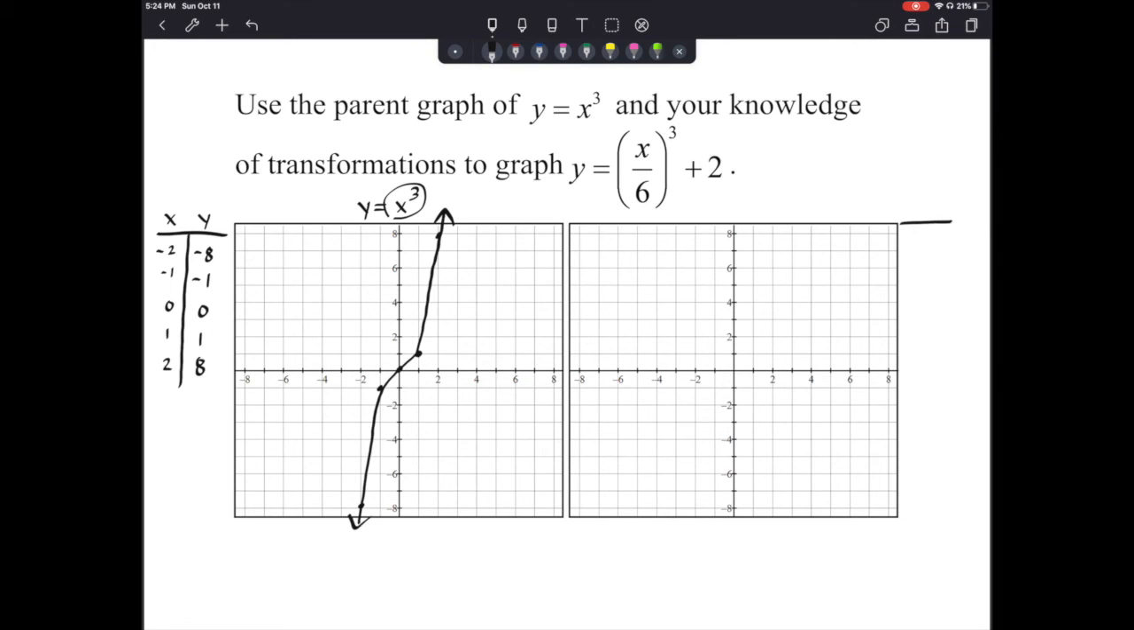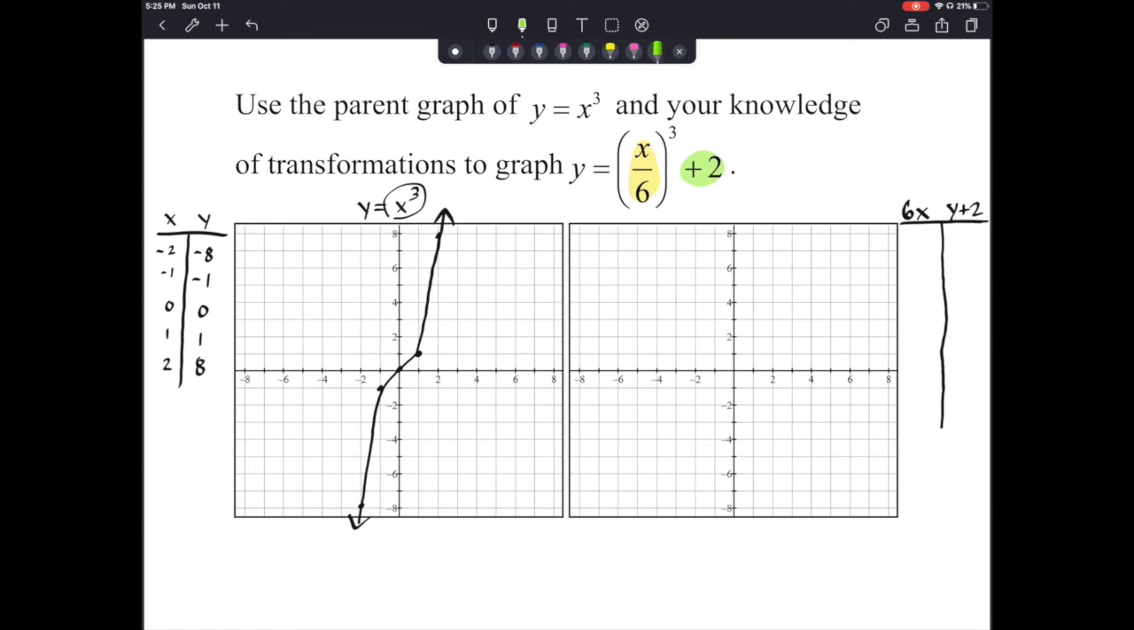Now let's focus on how that changes when we've got our transformations added in. All right, so what we've got to do here is identify, first of all, where these parameters are. Right now we have x divided by 6. So if x is being divided by 6, that means on our table we would need to multiply it by 6. So that's going to be a horizontal stretch. And then for our plus 2, that means we're going to take our y values and we are just going to add 2 each time.